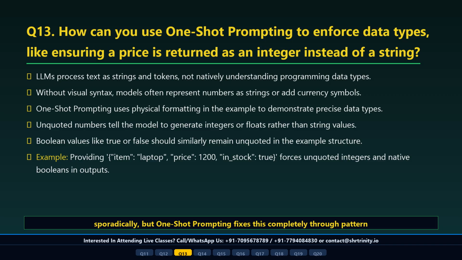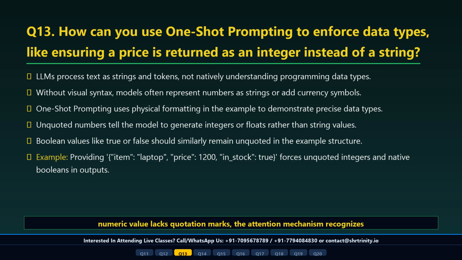Let's walk through our example to see this in action. In the prompt example, we explicitly provide an output object featuring item, laptop, price, 1200, in_stock, true. Notice two critical choices here. 1200 has no quotation marks or currency symbols, and true is a lowercase unquoted boolean. When the model processes a new product description, it follows this exact visual template.